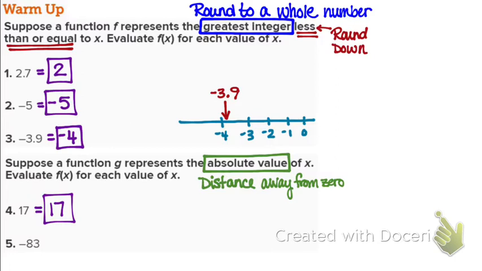What is the absolute value? What is the distance away from 0 for negative 83? Positive 83. It is 83 hops away. Absolute value, I don't care whether I'm hopping left or right. I just want to know how far. That's what my absolute value tells me. So far, so good? Cool.